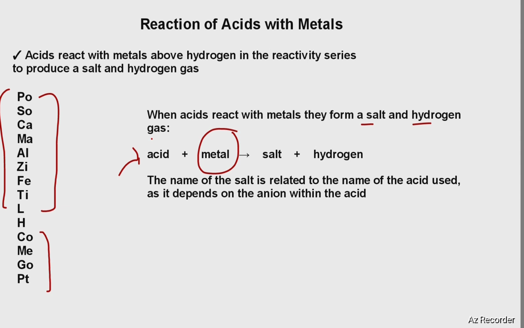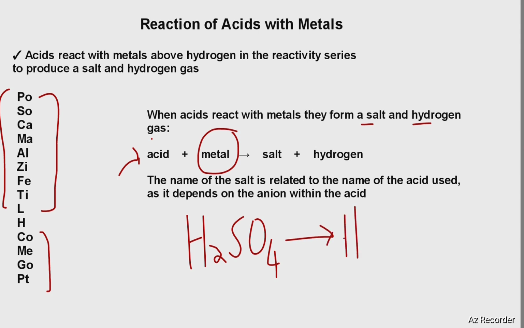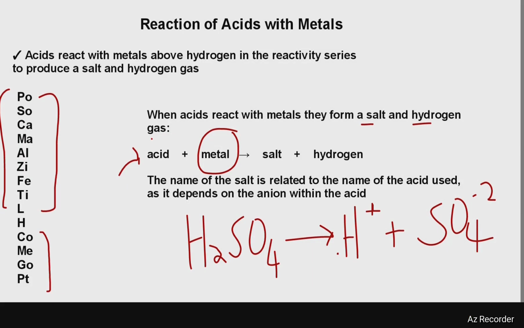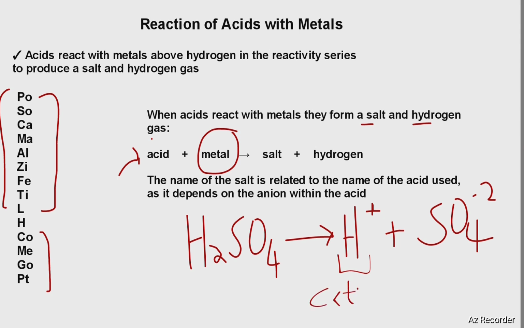For instance, if you have sulfuric acid, once it ionizes, you get hydrogen plus the sulfate. So you have something like this. This is the cation, and this is the anion, so that's where the name will come from. The anion gives the name to the salt formed. We're going to see a number of examples of this, so I hope you are paying attention as the topic goes on.